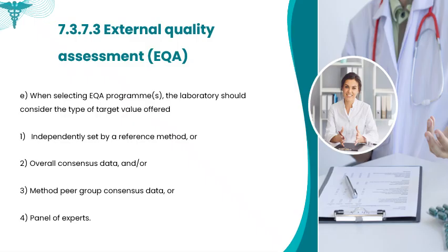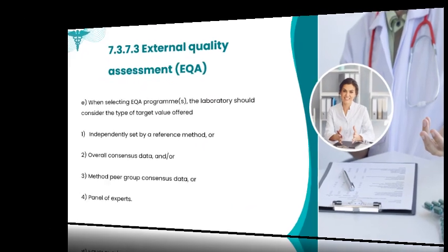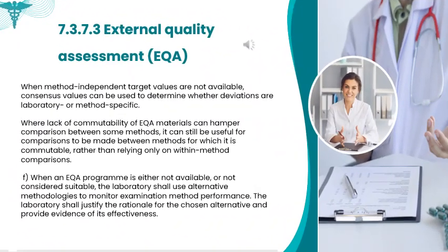When selecting EQA programs, the laboratory shall consider the type of target value provided. Target values may be independently determined using a reference method, established based on overall consensus data, derived from method-specific peer group consensus data, or determined by a panel of experts. When method-independent target values are not available, the laboratory may rely on consensus values to help determine whether any deviations in results are due to the laboratory's performance or are specific to the examination method being used.